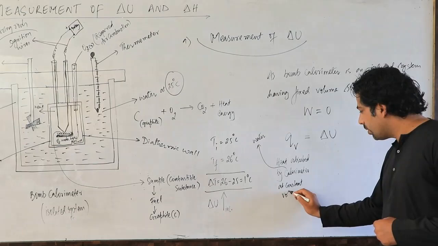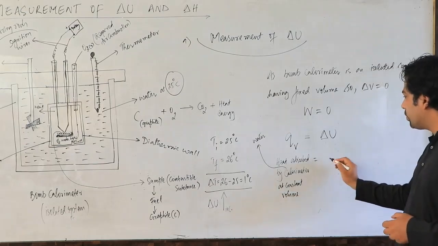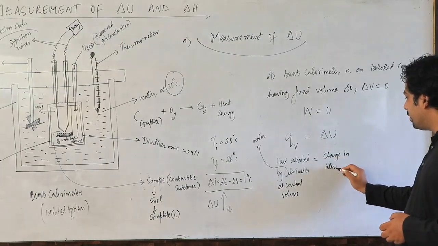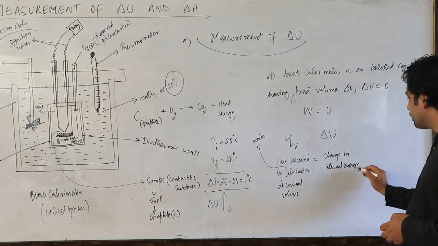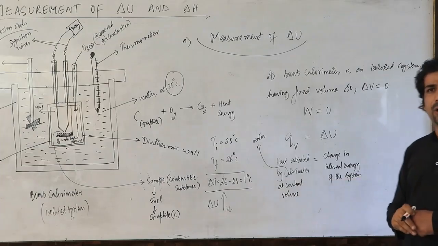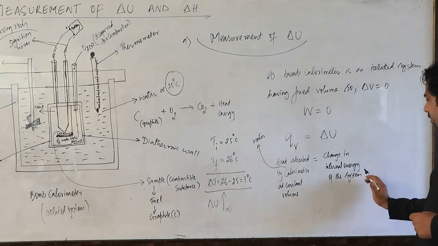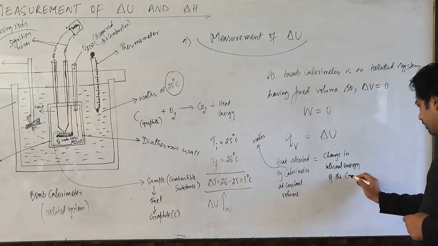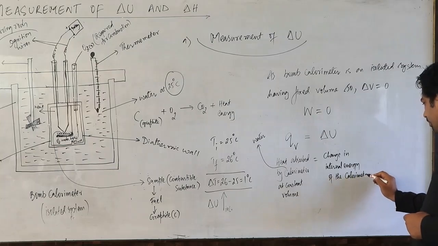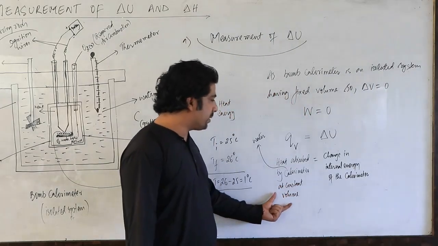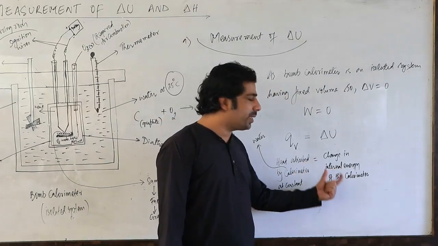Okay? Heat absorbed by calorimeter at constant volume is equal to change in internal energy of the system, or we can say it's equal to the change in internal energy of the calorimeter.